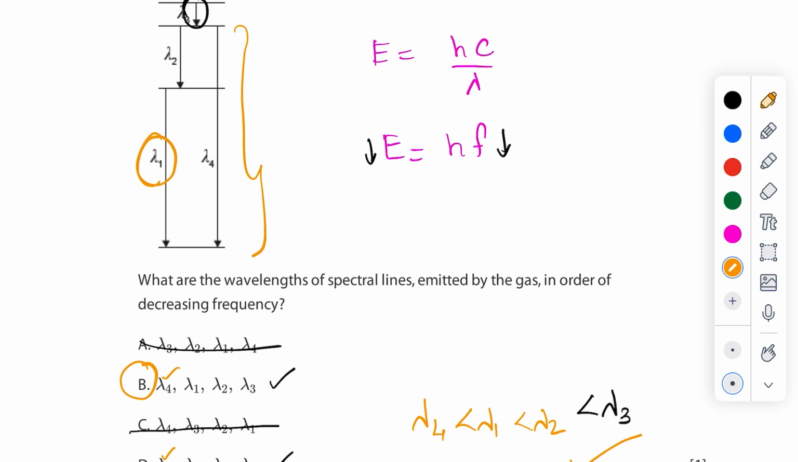Because we know the formula energy equals hf, if the frequency decreases, energy also decreases. So energy is highest for lambda 4, next highest is for lambda 1, then lambda 2, and least for lambda 3.